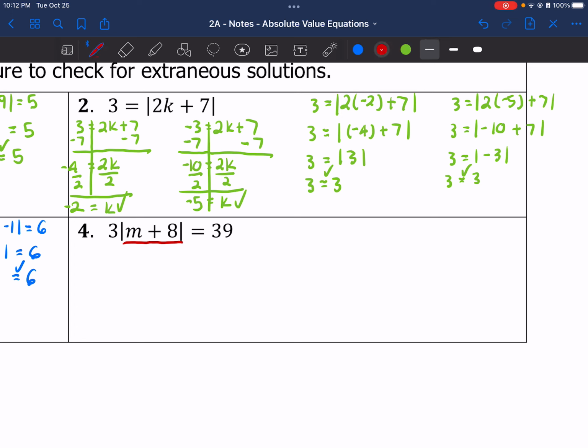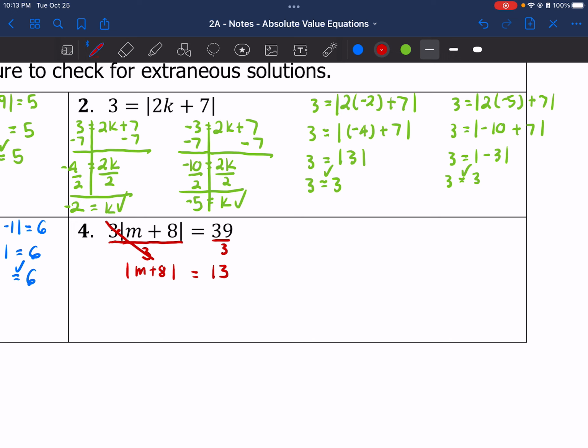Instead of distributing, we want to do the inverse of the operation between 3 and this absolute value. Well, the operation between 3 and its absolute value is multiplication. So to get rid of multiplication, I want to divide. Since I want to get rid of 3, I'm going to divide by 3. These cancel out and become 1. And whatever I do to one side, I'm going to do to the other side. 39 divided by 3 is just 13. And we get the absolute value of m plus 8 is equal to 13.